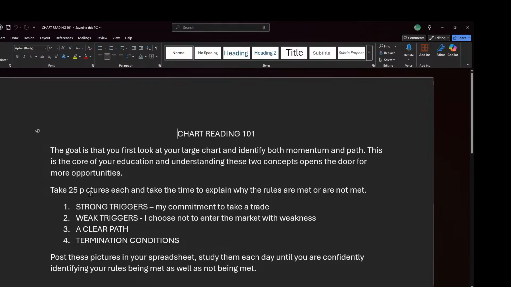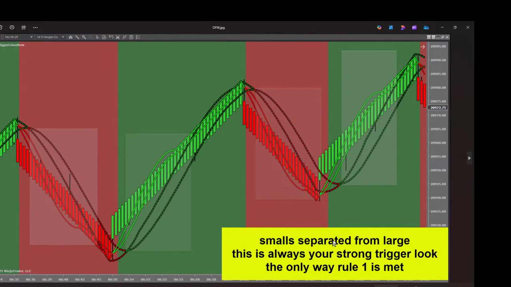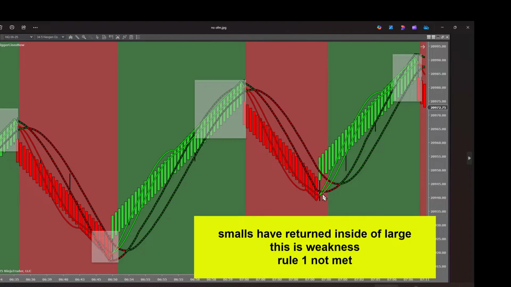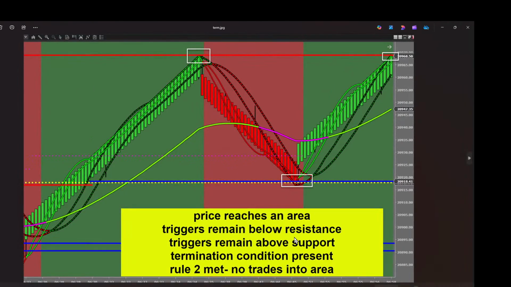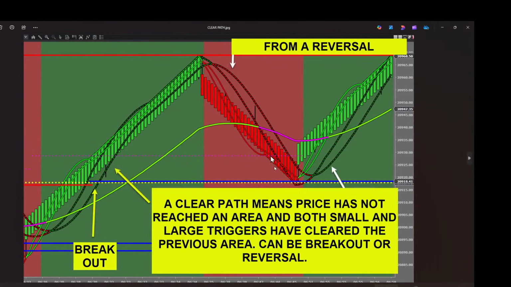So take 25 pictures each, guys. Take 25 pictures of strong triggers, what it looks like to have that strength. Describe what it means when you have this look. It's the only way rule number 1 is met. And then take the time to take pictures of weak triggers, identifying why it's weak triggers, why you're not going to take that trade. Take 25 pictures of termination conditions. Take the time to write out why it's a termination condition. Take 25 pictures of a clear path and how you came to that idea that it is a clear path.